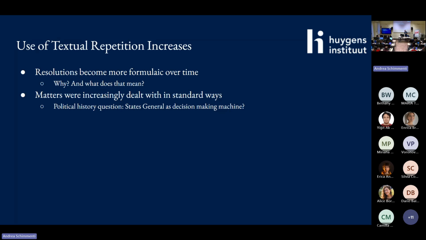What does that mean? So historians are fascinated by this, and political historians say it's almost like this became more like a decision-making machine. It's just an algorithm. You submit your request, and it's dealt with in this particular way every single time. So that's an interesting thing. Why would that be happening? Is that maybe a form of technocracy increasing?